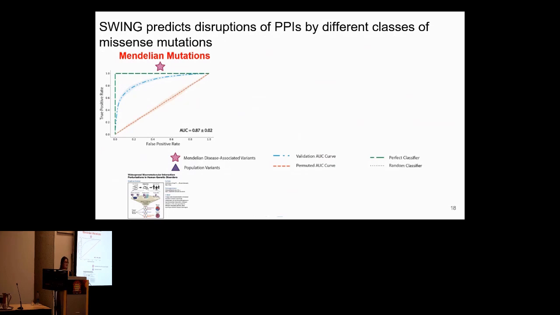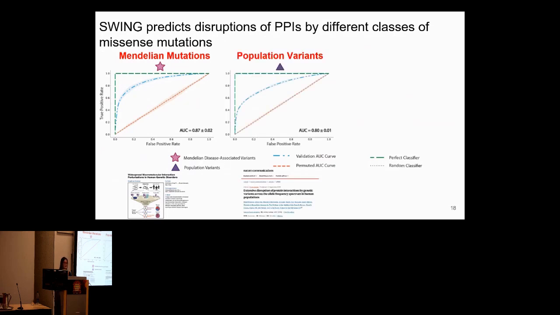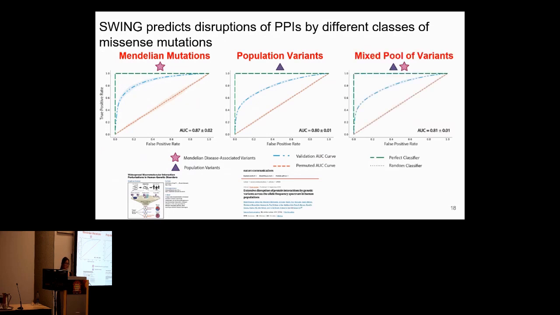So we ran our standard cross prediction like before on each of these models for each of the types of mutations. And first you can see Mendelian disease-associated variants, which it succeeded at very well. We also tested population variants, which performed well too. And then we also created a mixed class model of both the Mendelian and population variants. So you can see that overall, Swing was able to identify which of these missense mutations disrupted specific interactions and which ones didn't, just from sequence information alone.